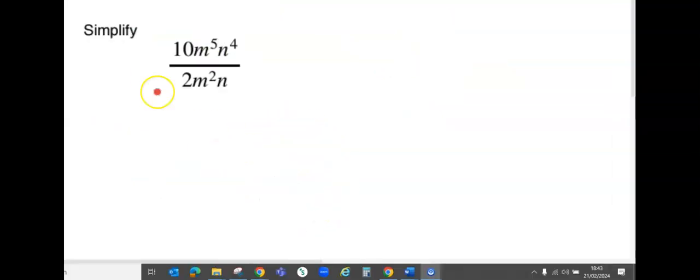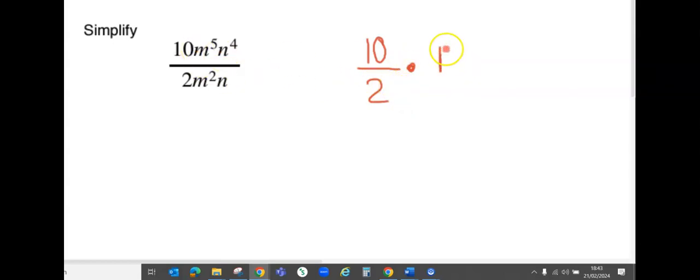That's the answer. Now, let's say we got this question: 10 over 2, m to the power 5, n to the power 4, and at the denominator you got 2m squared n. The way we do this question is we look at the numbers. There's number 10 and number 2. So what you do is you just do 10 over 2. You put this dot. The dot means multiply.